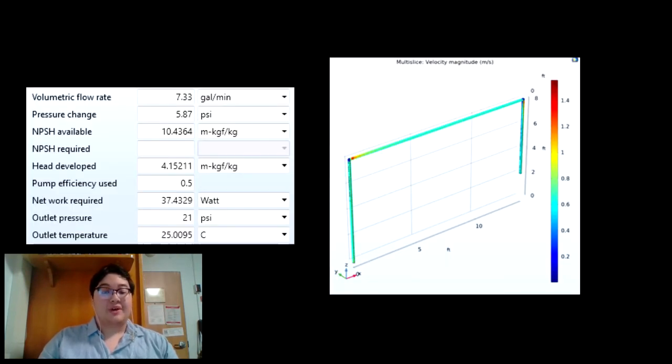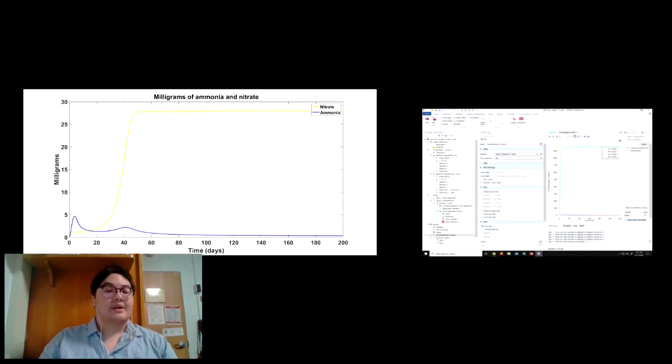We first modeled the flow of water through the system using Aspen Plus and ComSol to size the pumps and ensure a constant cycling of water through the system. We then modeled the reaction kinetics of the key components of the nitrogen cycle that Lauren mentioned before using Aspen Plus and MATLAB. This gave us an idea of how much ammonia the crawfish would be producing, and therefore how much nitrate the plants could uptake to make sure that our system was balanced and sustainable.